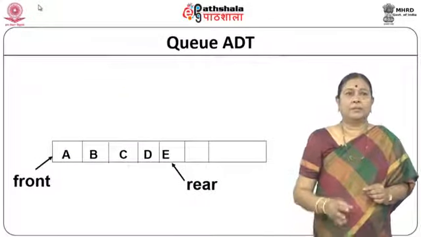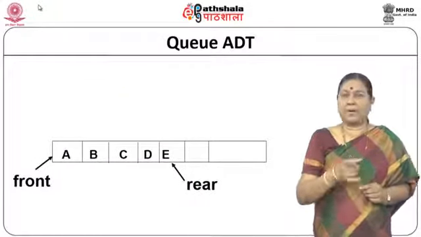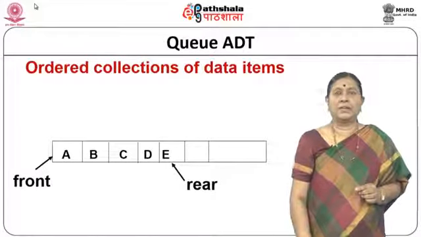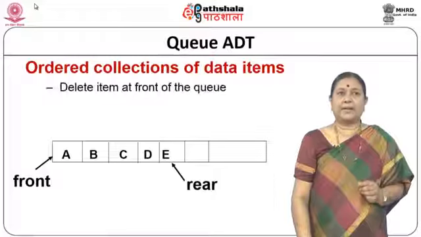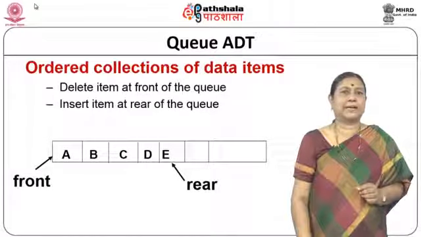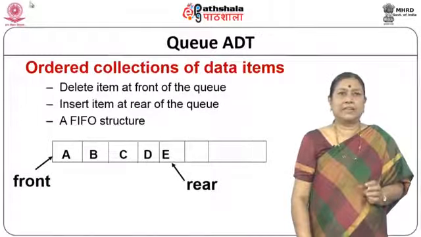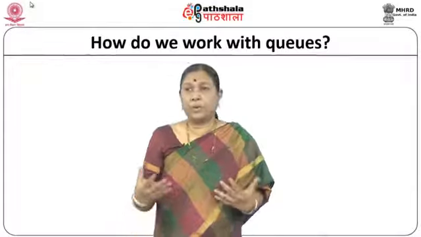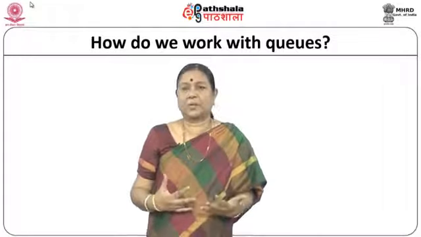Now, as I already told you, the front will point to the front element, rear will point to the rear element. So, it is an ordered collection of data items, delete item from the front of the queue, insert item at the rear of the queue, it is a FIFO structure, just to summarize what the queue means. So, how do we work with queues? That is the next question that we have to answer.